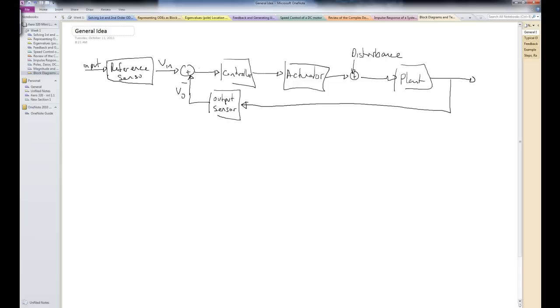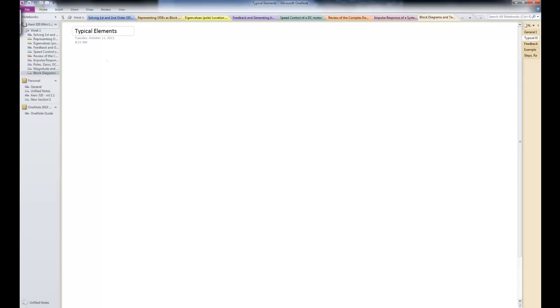Now, we've been looking at this kind of architecture throughout the class, and this is again our way of doing algebra. So we have typical elements, and we've looked at two of those so far. We have the sum junction or comparator, and we're comfortable with the idea that everything going in has to add up in some way to get the signal that's coming out. Or I could have a minus sign.